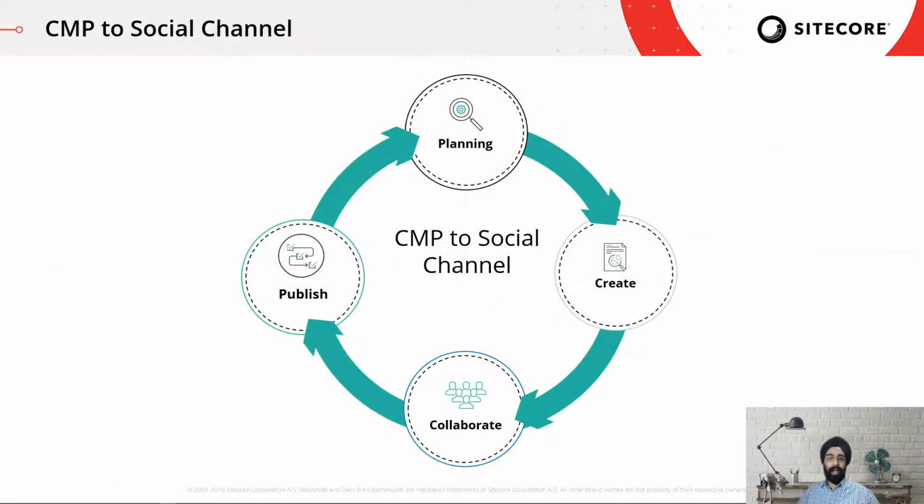The ideal content lifecycle starts off with a content planning phase and then moves into a creation phase, which can then be put through a review process. Once approved, the published content can be pushed out to any channel. Let's look at this in detail and see how CMP can help you fulfill all these stages.